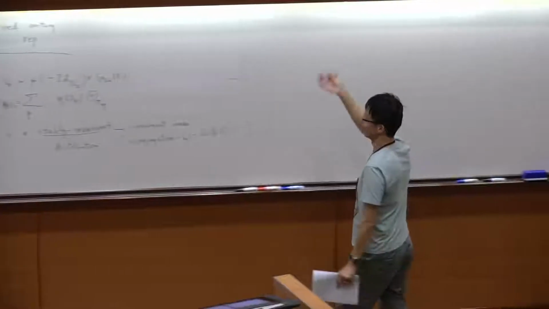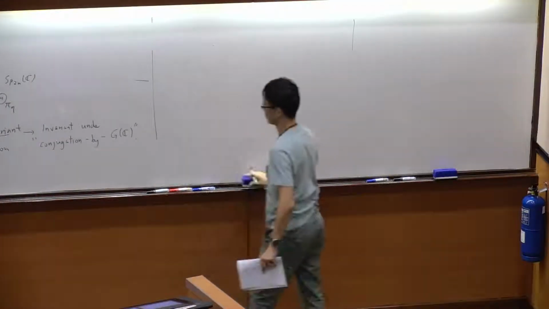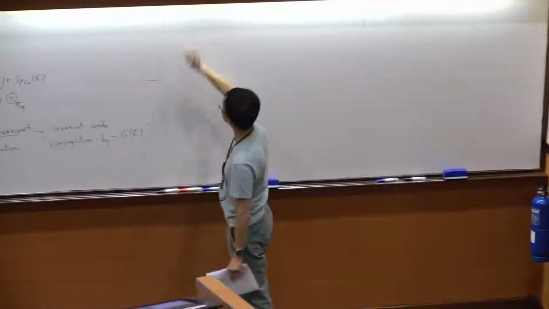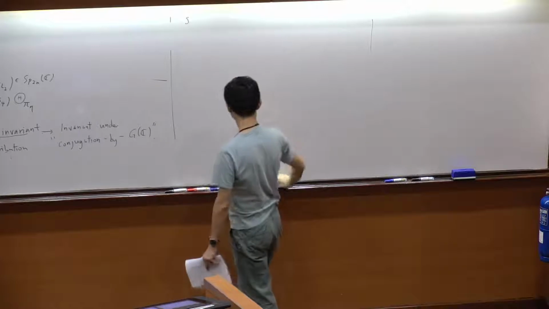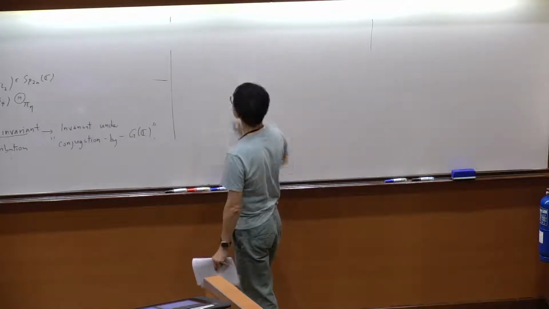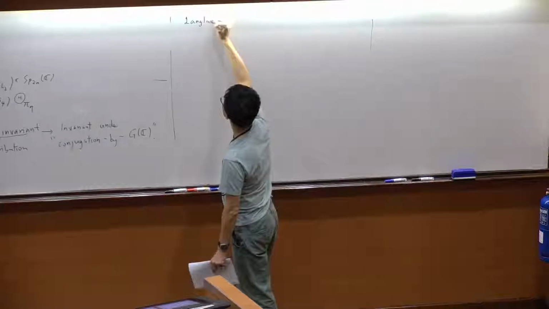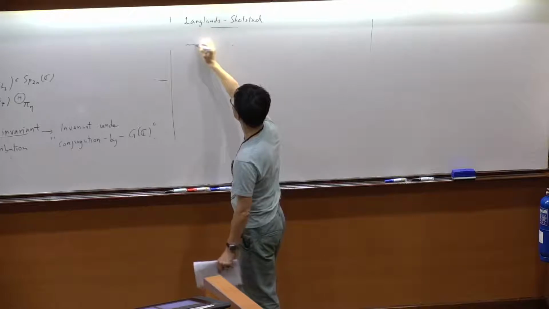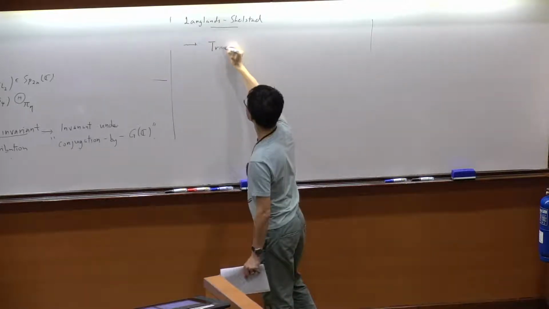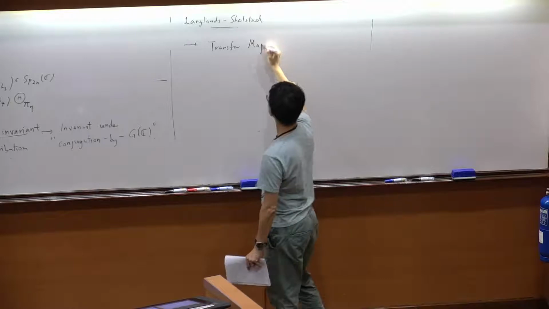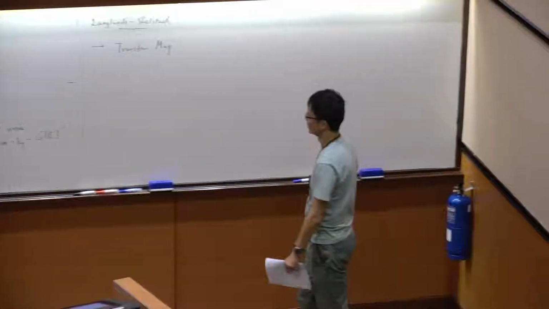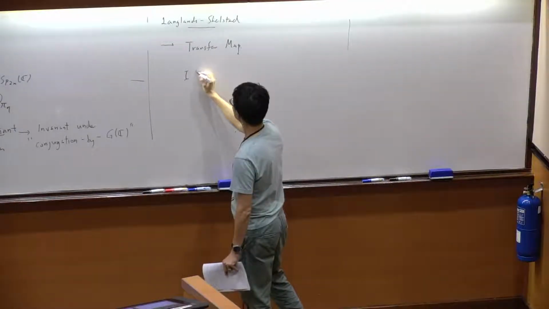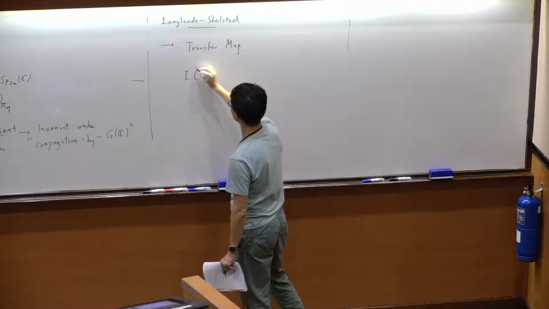Okay, the second part, just to state it, I need to recall some background. So the work of Langlands and Shelstad, they define a transfer map from... let me write certain things down first.